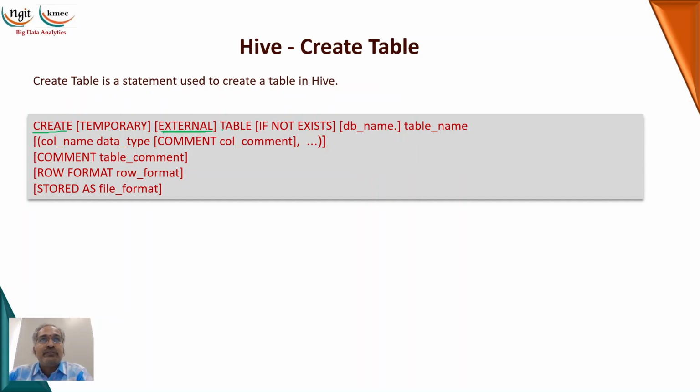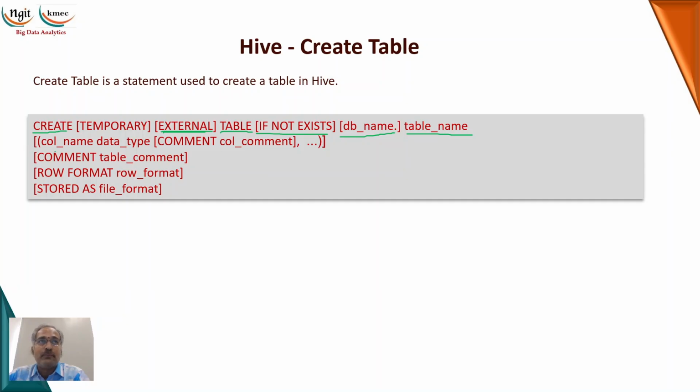External table. Okay, what is the internal? What is the external? What is the managed and external table, that we will discuss in the coming session. Okay, now table, if not exists, this is also optional. I think you know the syntax rules. If it is in the square bracket, it is optional. Okay, and then if you want, you can give the database name, and then the table name.